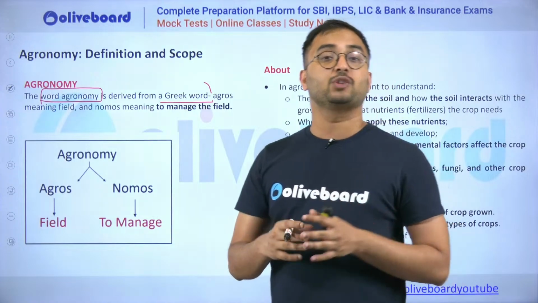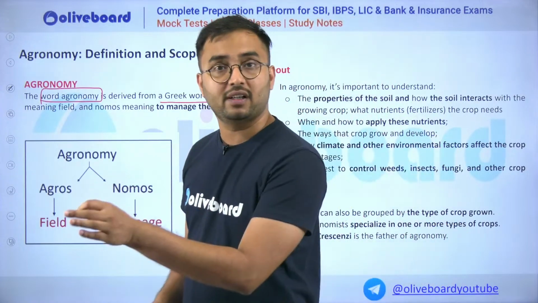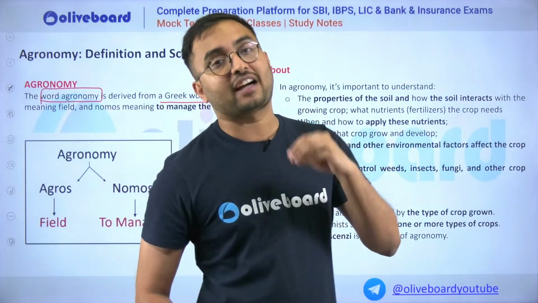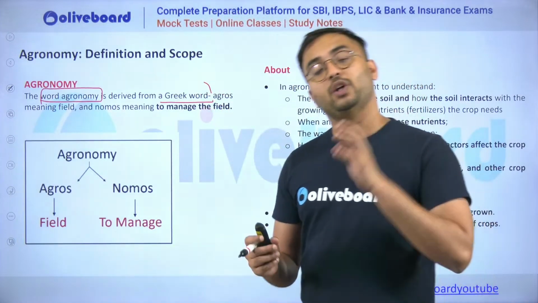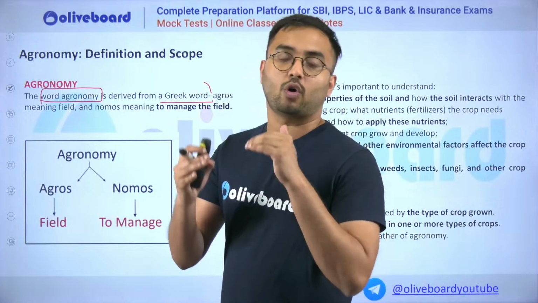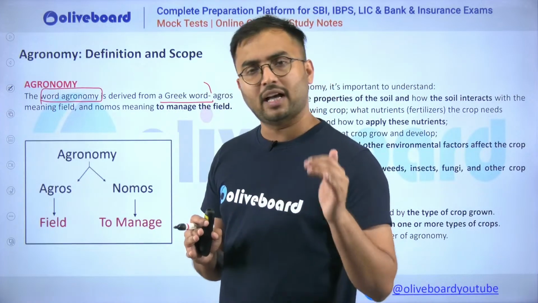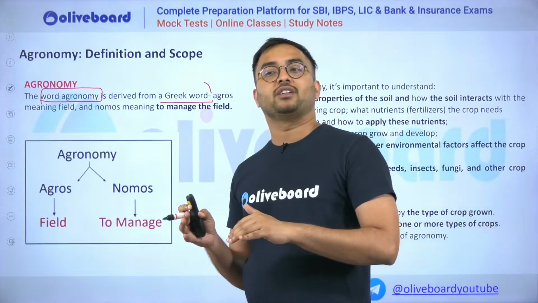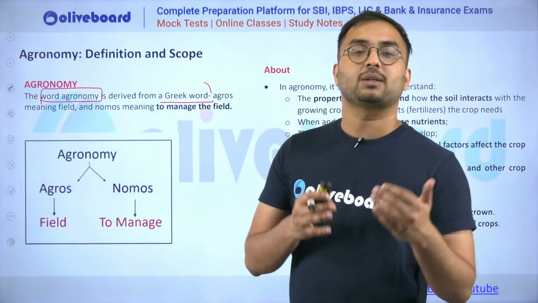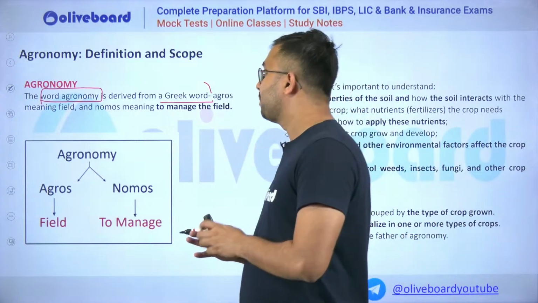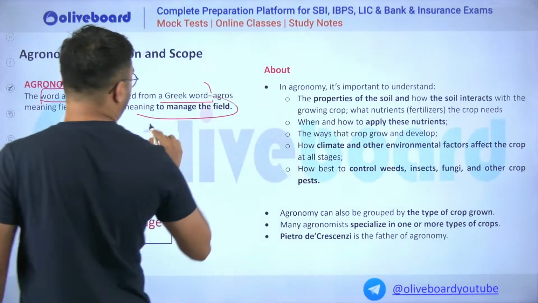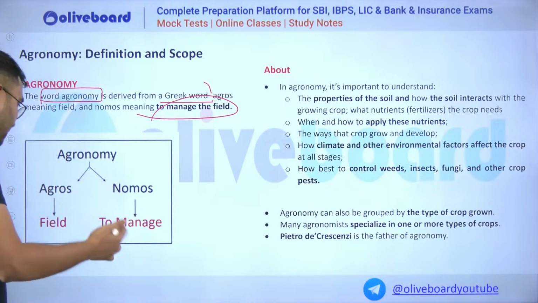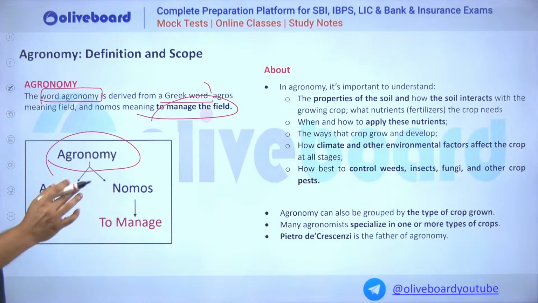As I told you, what is the difference between a patch of land and a field? A field has all the prerequisites, all the factors of production or growth which are responsible for good growth or cultivation of plants. It will have good fertility, good micro and macronutrients, and sufficient supply of water. That is a field. And nomos means to manage. Management of the field based on scientific principles, that is your agronomy, a Greek word.